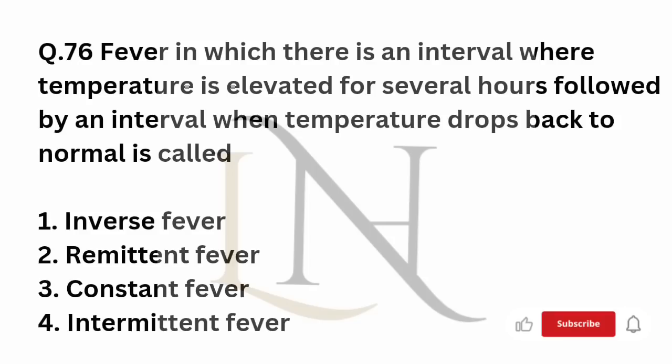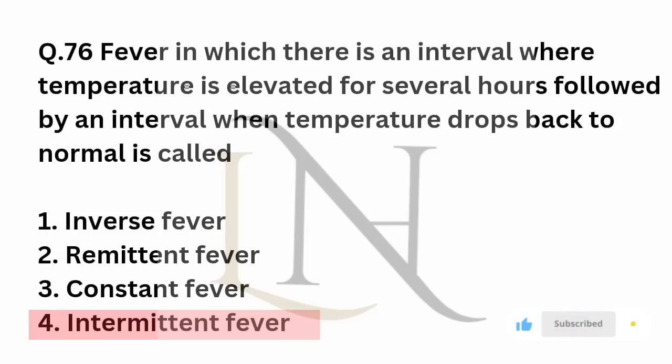Fever in which there is an interval where temperature is elevated for several hours followed by an interval when temperature drops back to normal is called option 1 inverse fever, option 2 remittent fever, option 3 constant fever, option 4 intermittent fever. Answer is option 4 intermittent fever. We will see.